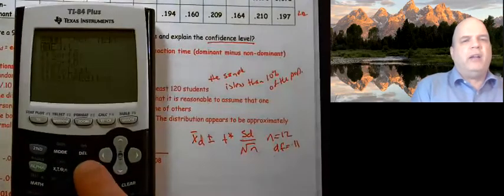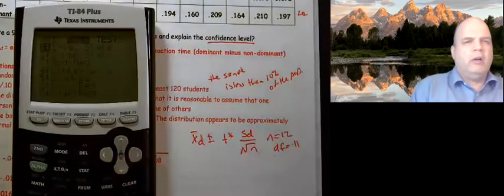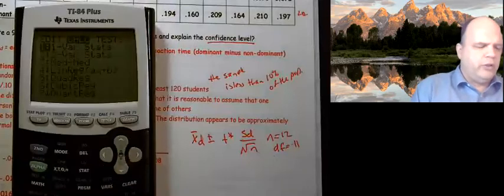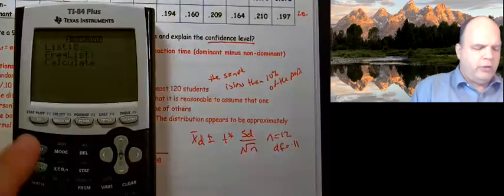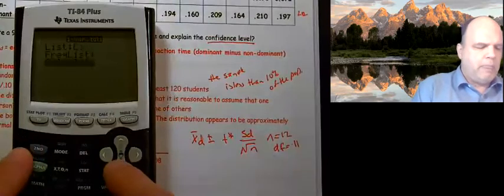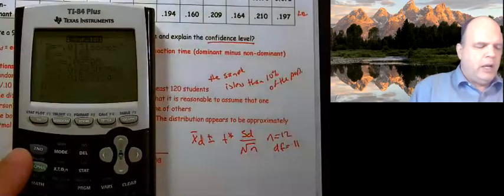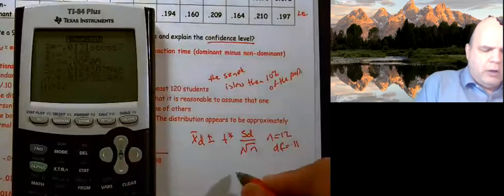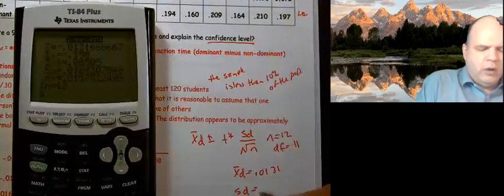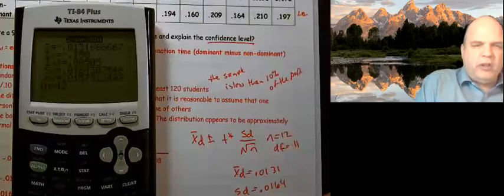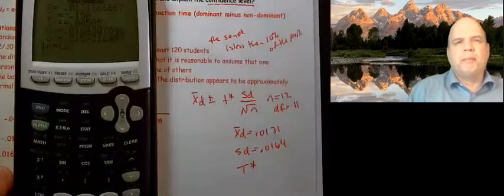So here's the way I do that. I press stat, calc, one variable statistics. My data list is in L3, so second 3. And I end up getting x bar d equals negative 0.0131, and I get sd equals 0.0164. Now, the one thing that I'm missing is my t star.